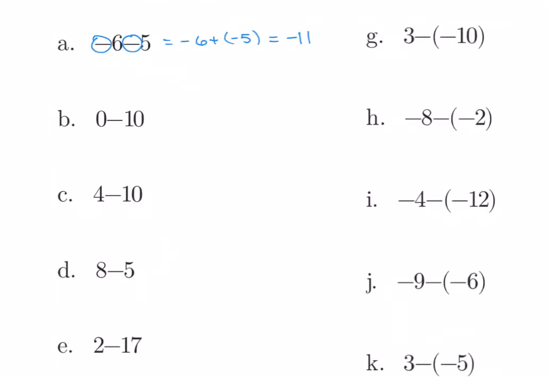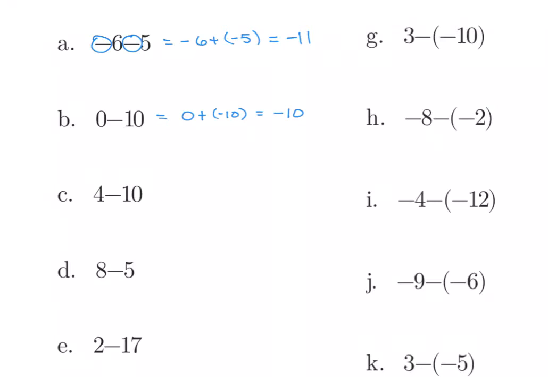All right, let's look at B. If we change this into an addition, we get 0 plus -10. And if you remember from our previous module, anything plus 0 is itself. So we get -10.